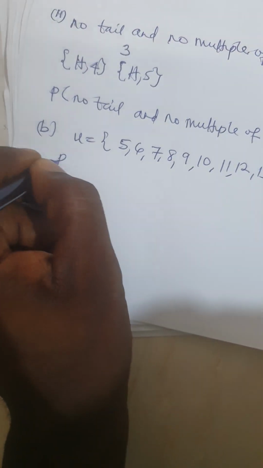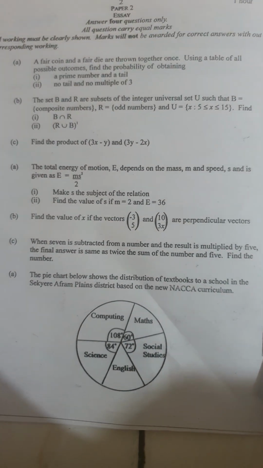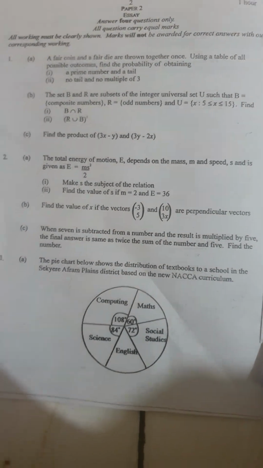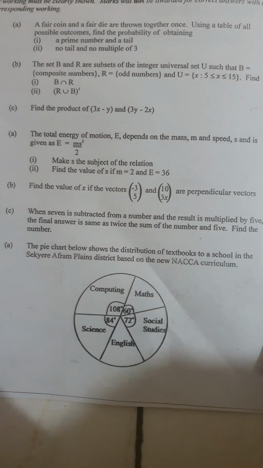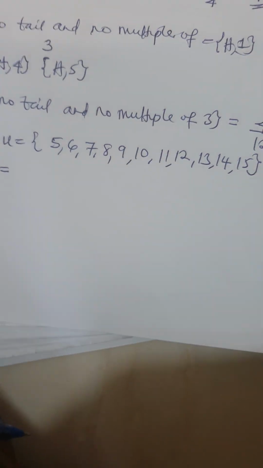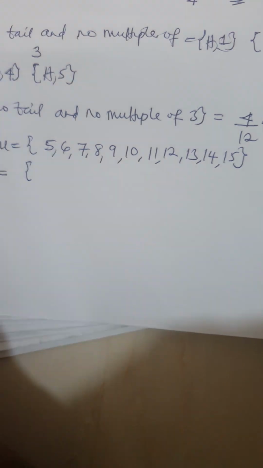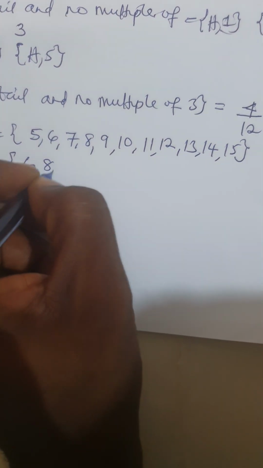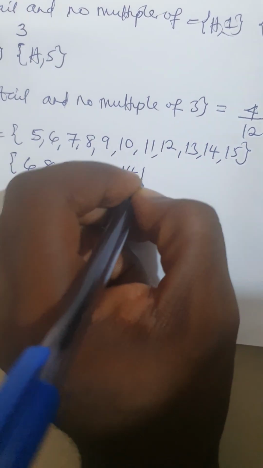Now we want our B. Don't forget B and R are subsets of U, so there shouldn't be any elements in set B which cannot be found in U. Likewise R. So B, which is composite numbers, simply means composite numbers from the set U. So we look to our set U. What are the composite numbers there? Composite numbers are numbers with more than 2 factors: 6, 8, 9, 10, 12, 14, and 15.